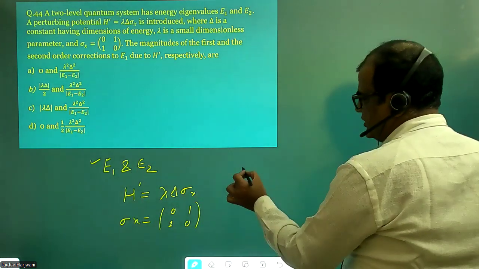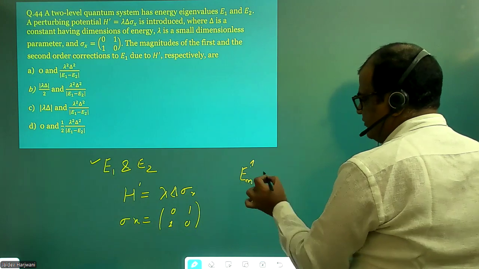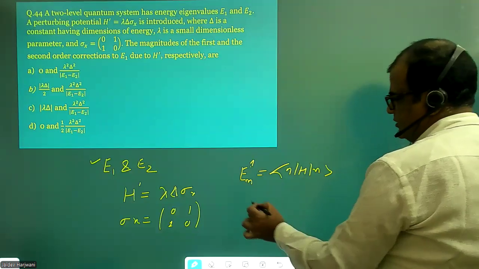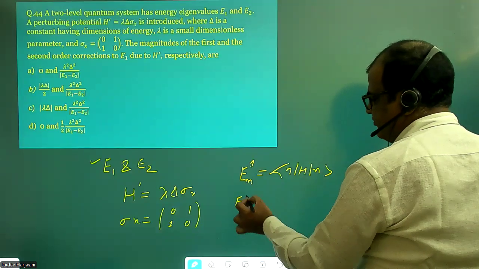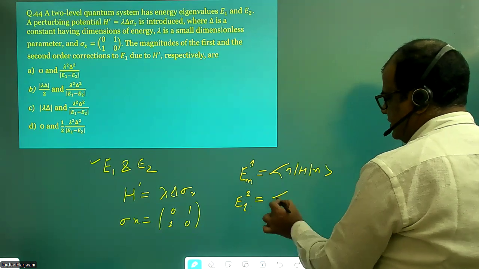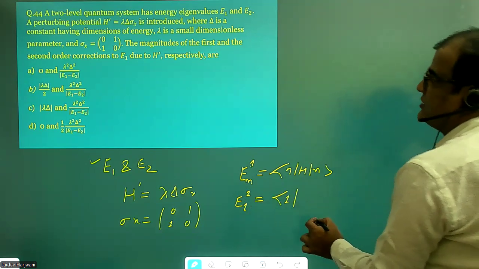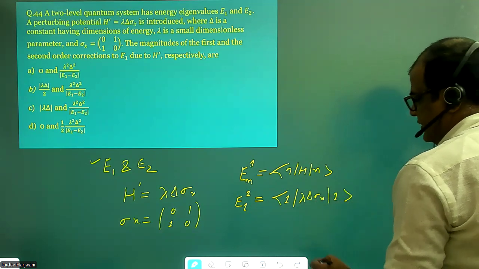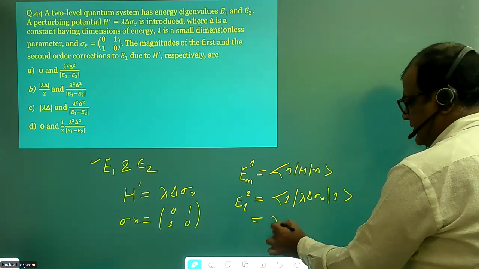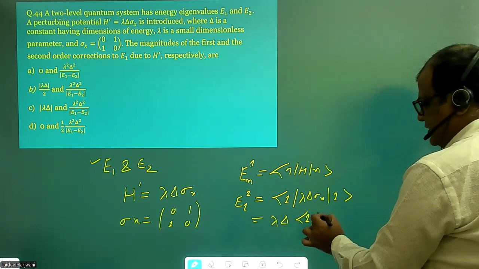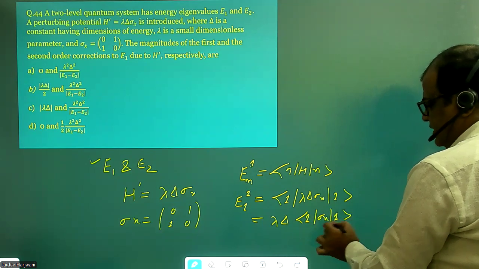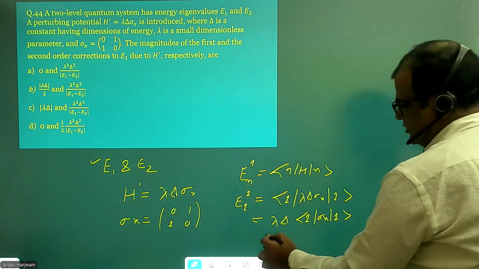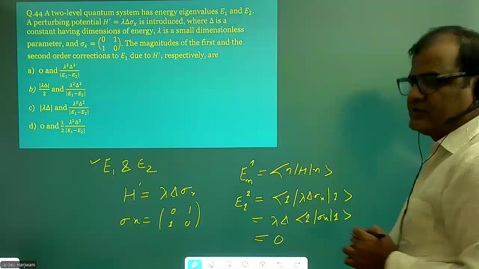So we know the first order correction in the energy level is given by <n|H'|n>. I want the correction in the first energy level, so this will be <1|H'|1>. Your H' is given by λδσx, so this is equal to λδ <1|σx|1>. Now this is a matrix element of this matrix, and this element is 0, so your correction in E1 will be 0.